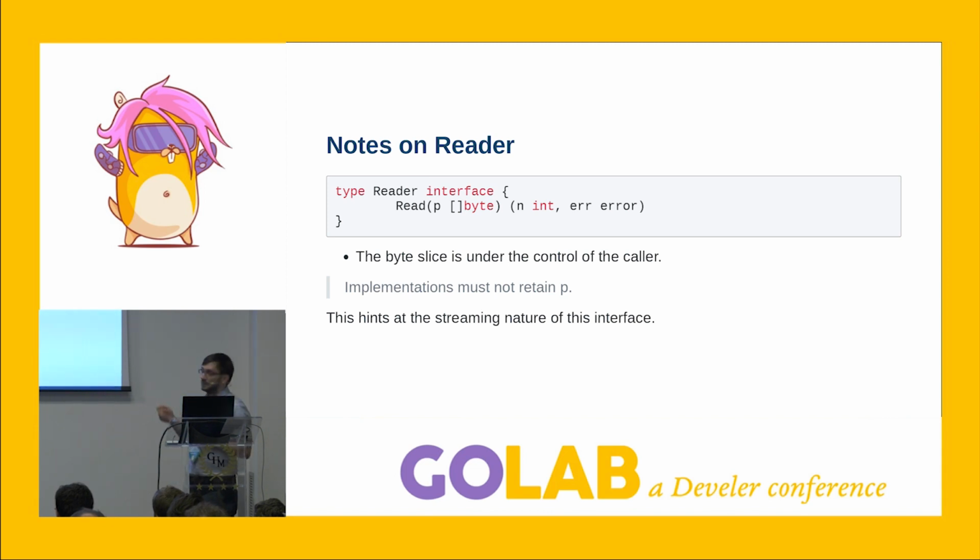Implementations must not retain p, so the property of the caller is the owner, and this also hints at the streaming nature of this interface. So we talk about possibly infinite amounts of data, but we at the same time talk about a fixed size slice that we need to fit this in. So there's no hint about the size. It's just, we stream over this data.